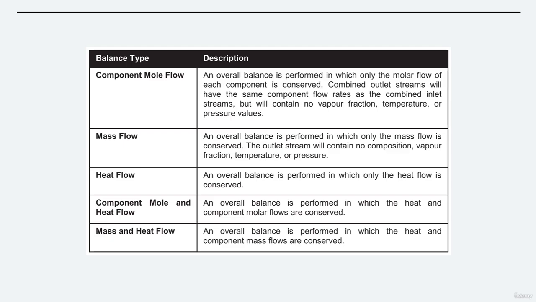The second type is mass flow. That's an overall balance in which only the mass flow is conserved. The outlet stream will contain no composition, vapor fraction, temperature, or pressure. The third type is heat flow. That's an overall balance in which only the heat flow is conserved.